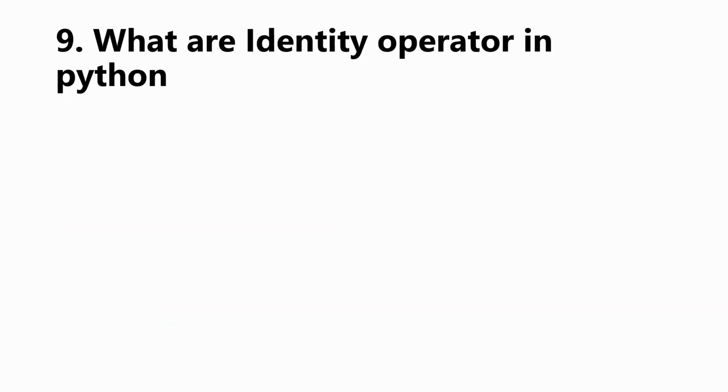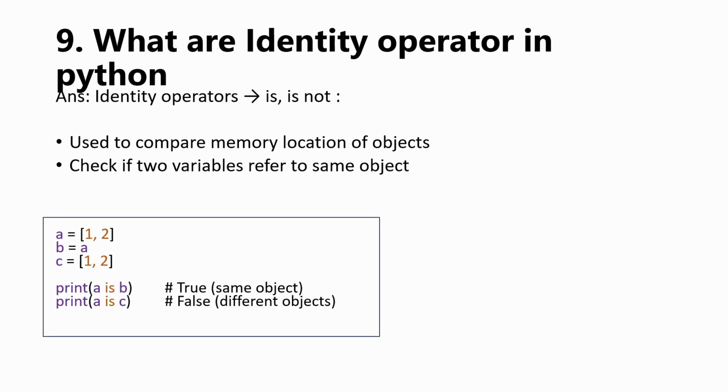Alright, our next question is what are identity operators in Python? And the answer for this question is identity operators in Python are used to check whether two variables refer to the same object in memory. The is operator returns true if both variables point to the same object, while is not returns true if they point to different objects. For example, if one variable is assigned to another, both refer to the same object, so is returns true.